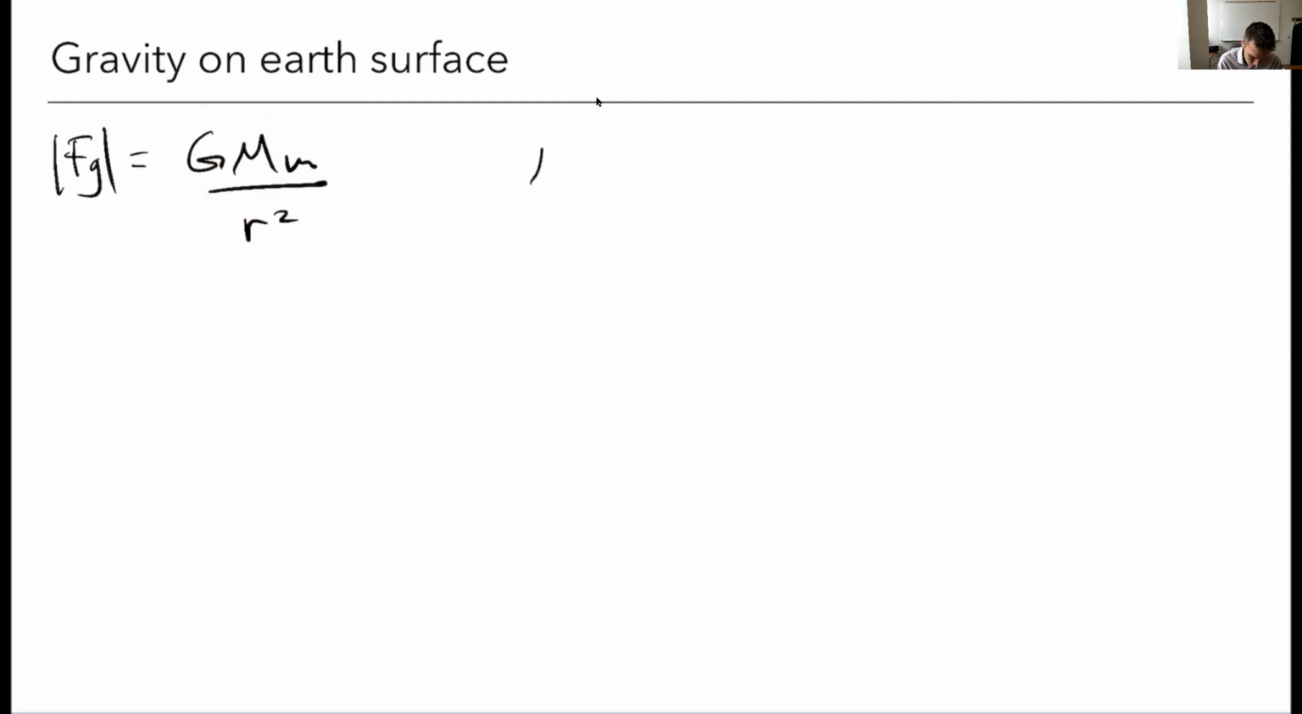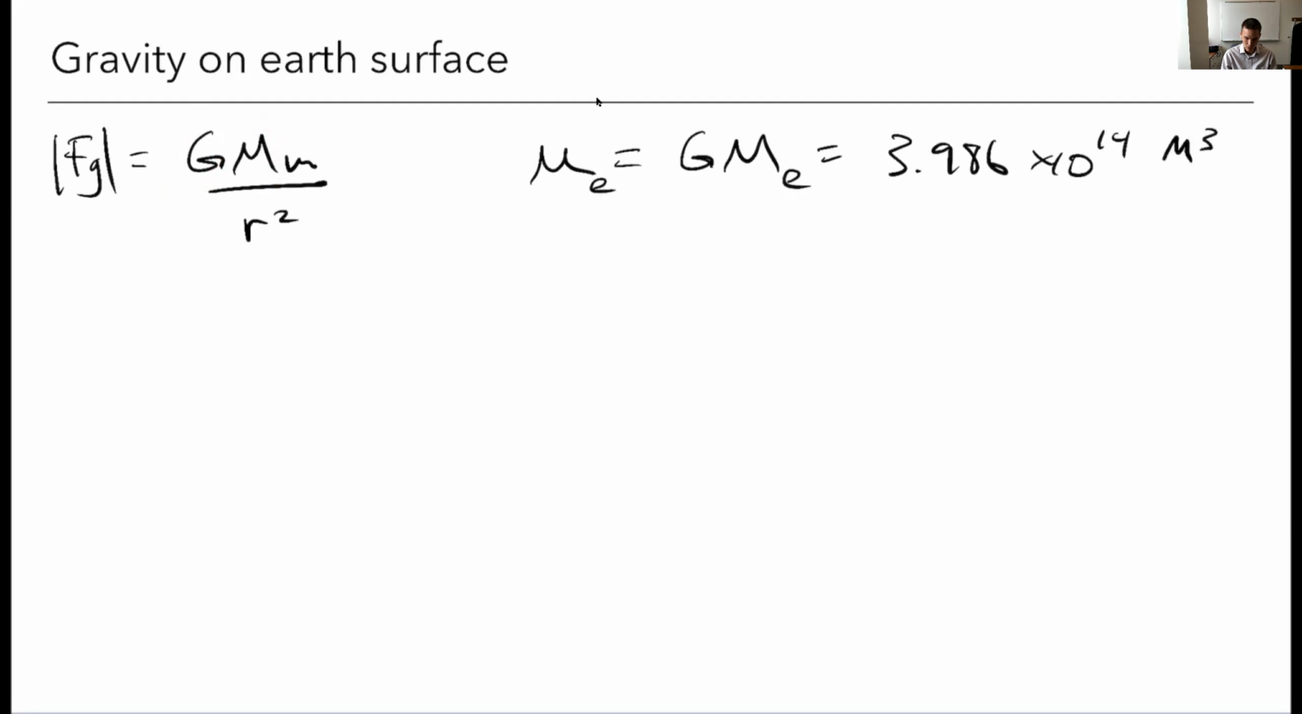So it's convenient, as we're working around a body, to just define a new parameter mu, which is just multiplying those two together. So mu for the Earth would be the gravitational constant, the universal constant, multiplied by the mass of the Earth, and we get 3.986 times 10 to the 14th meters cubed per second squared. That's just a convenience. There's nothing fundamental done. It's just to save us from multiplying those two numbers again and again. We call this the geocentric gravitational constant, the center being around the Earth.